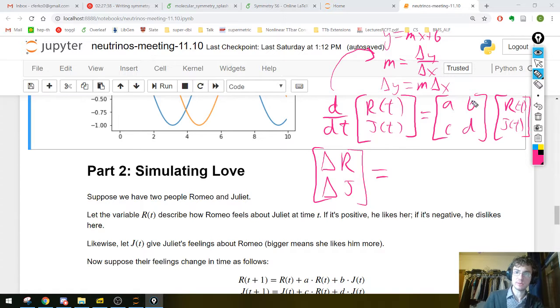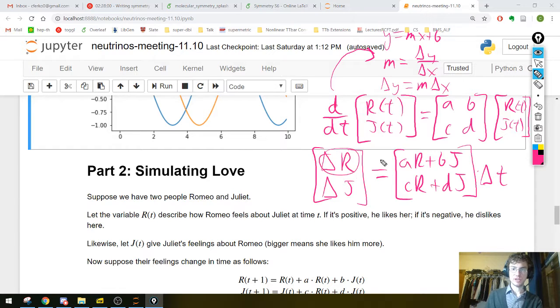I'm going to do the matrix multiplication. So this will be a r plus b j, right? Ignore the b j. c r plus d j, this thing, times delta x. What's delta x? Well, here our x is time, delta t. Right? So all this is saying is if you want to know how much r changes, just take a times how much r is now, plus b times how much j is now, multiply by how much time you're waiting, and that gives you how much r changes.